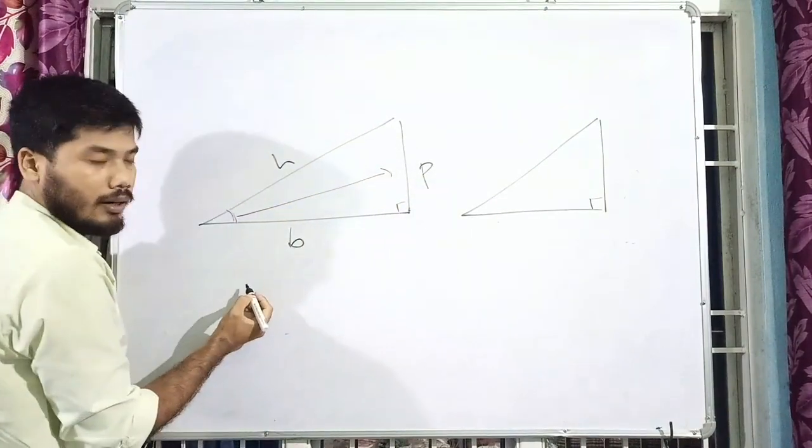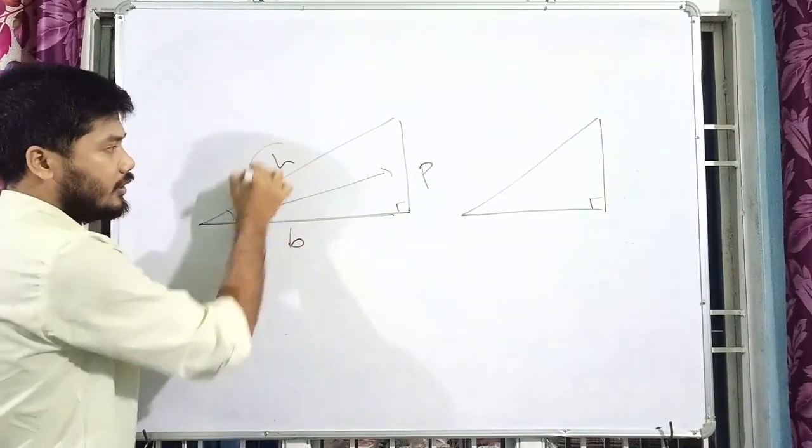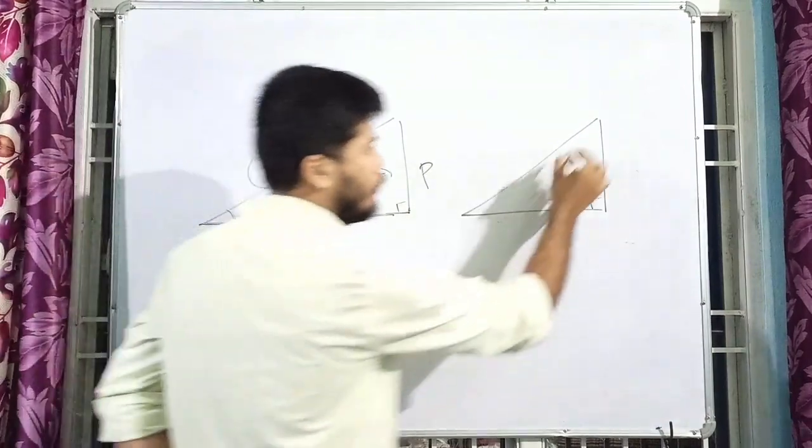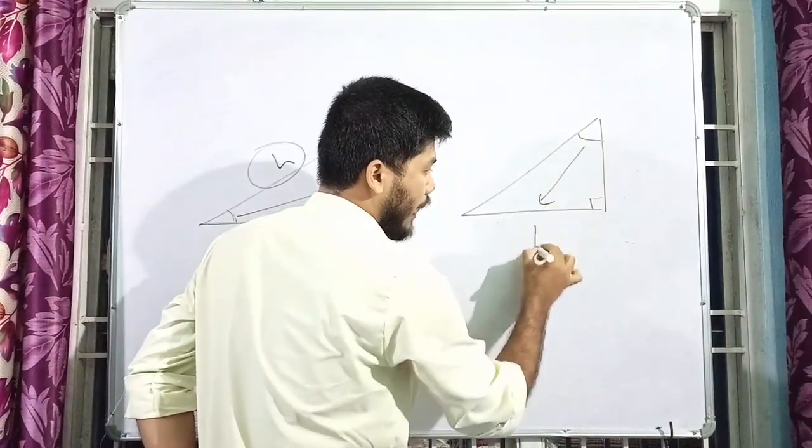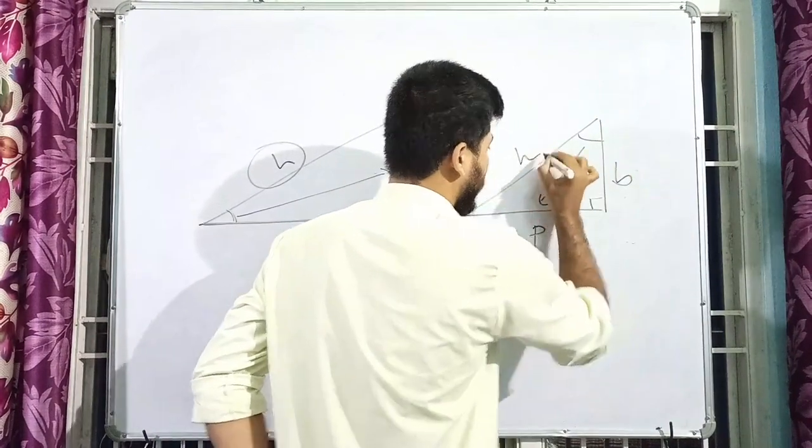For this angle, this is your perpendicular and this is your base and this is your hypotenuse. But for this other angle, this is your perpendicular, this is your base and this is your hypotenuse.